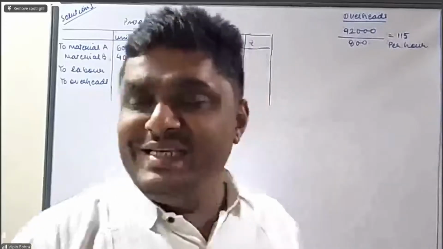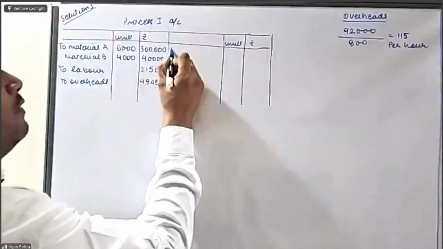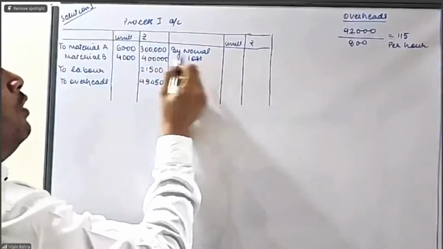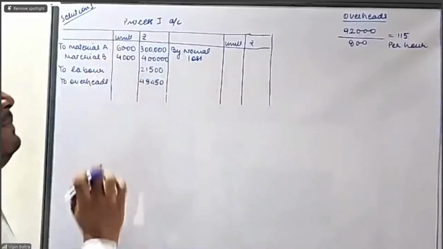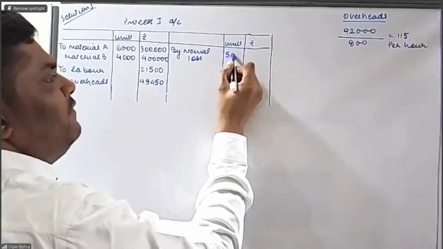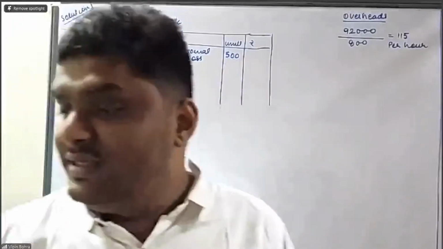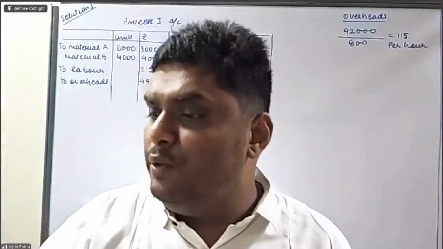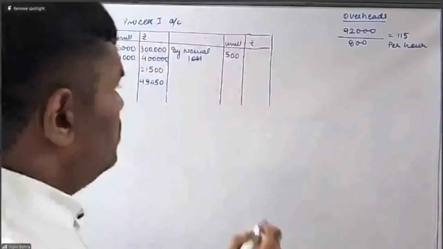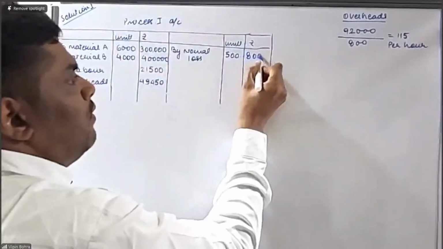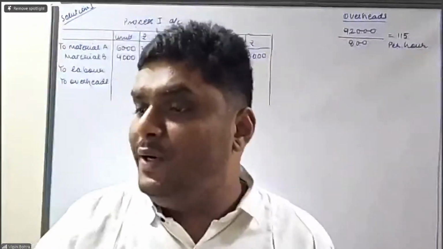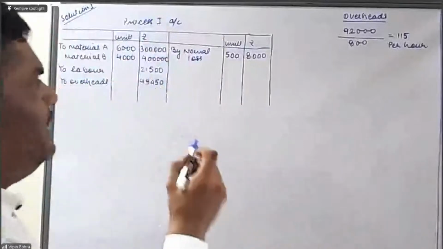Now the process loss is given, that is 5% of the input. So total inputs are 6,000 plus 4,000, 10,000. So 10,000 into 5% will be 500. And the scrap value realized on sale is 16 rupees per kilogram, so this will be 8,000. The output transferred to the next process is 9,200 kilograms.